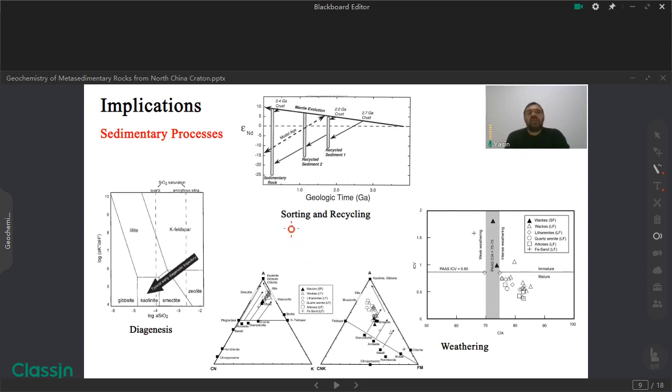Sedimentary processes include sorting and recycling, diagenesis, weathering. Sorting and recycling, because these are sedimentary rocks, so these sediments may have been arrived from one rock or multiple rocks, and maybe these sediments are recycled. Like when the rock was formed, it was weathered again and it formed again. So maybe these sediments are multi-cycled. So in this diagram, it is shown that with time, these sediments have been recycled again and again, and finally they form in the rock. So it is difficult to identify from where actually these sediments have arrived.